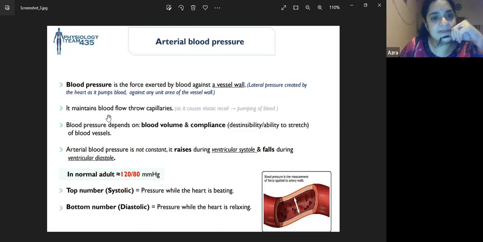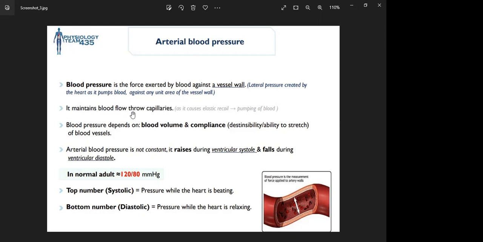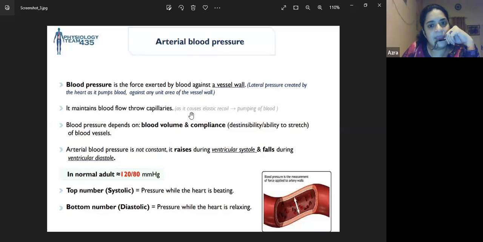It maintains blood flow through capillaries. Okay, it maintains blood flow and blood pressure. It maintains blood flow through capillaries as it causes elastic recoil, meaning the pumping of blood. So by this pumping of blood, it maintains the blood flow through the capillaries.